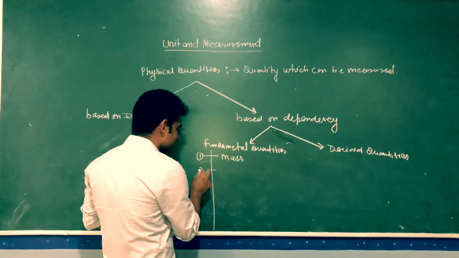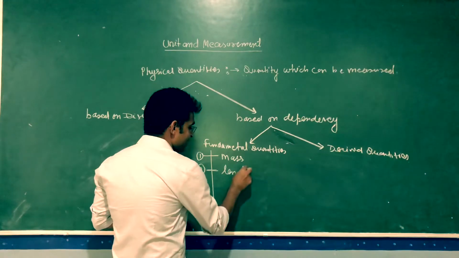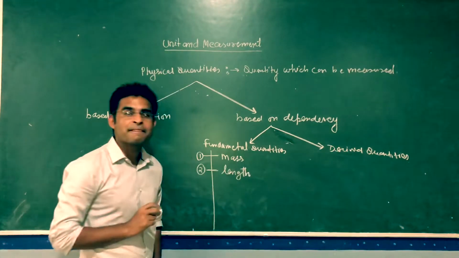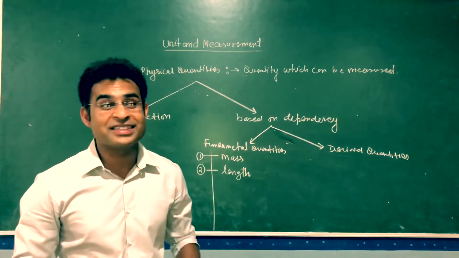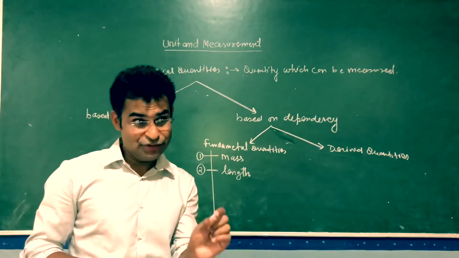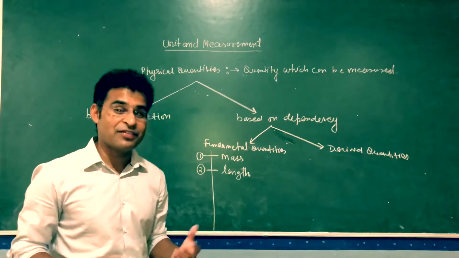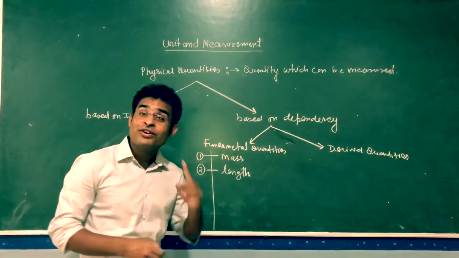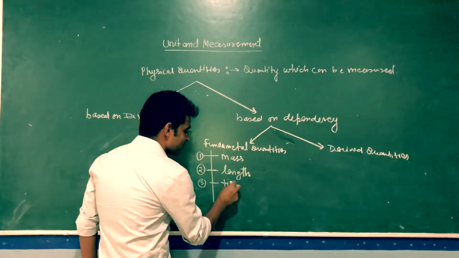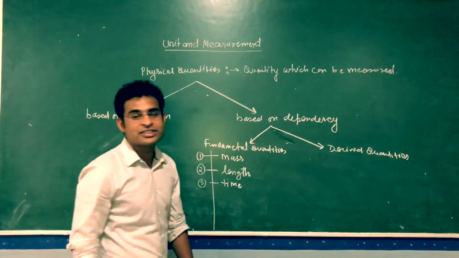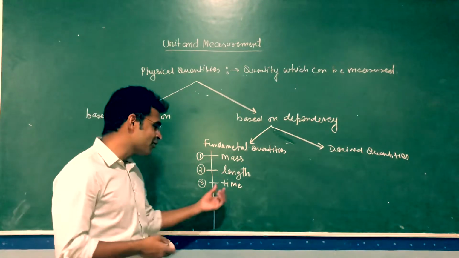The second quantity is length. Length is also a fundamental quantity. Why? Because if you want to measure length, you need a meter scale. Without a meter scale, you cannot measure length. If you have a watch or a weighing machine, you cannot measure length. So length is also a fundamental quantity. The third one is time. For time, you only need a watch. It can be digital, analog or any watch, but you need a watch to measure time.